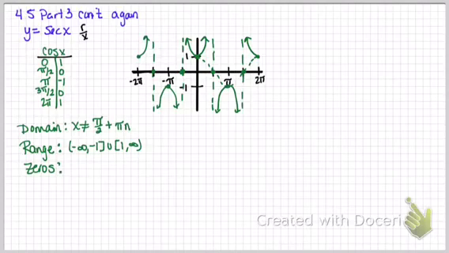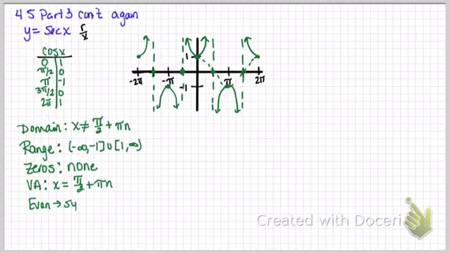Again, where we had zeros for the first cosine, became vertical asymptotes. So it doesn't cross the x-axis, so there are none. Our vertical asymptotes, we already said, that's where the domain cannot be. So we know x equals pi over 2 plus pi n, where n is an integer. As far as even, odd, and neither, this is a reciprocal of cosine, so it's going to be even, which means it's symmetric to the y-axis.